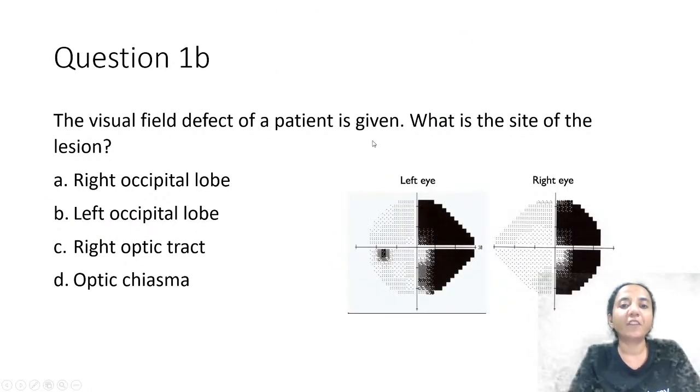This is the visual field defect of a patient. What is the site of the lesion? Now, right occipital lobe, left occipital lobe, right optic tract or optic chiasma. What is the answer here? Now, here we have right-left combinations given. So, now this is the visual field defect. What is the site of the lesion? So see, this is nasal, this is temporal, this is nasal, this is temporal.